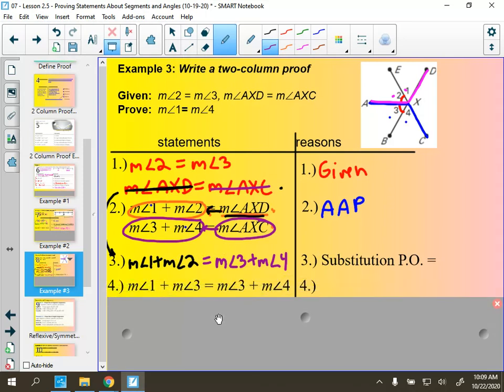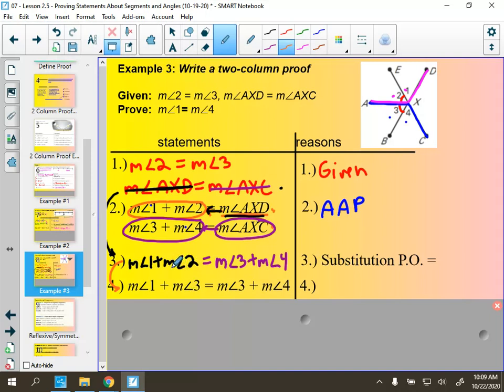So let's see, where are we going to go? From step 3 to step 4, what changed? One tiny little thing changed. The 1s are still there. The equals are still there. The 3s are still there. The plus 4 is still there. The only thing that changed was this 2 magically got turned into 3.